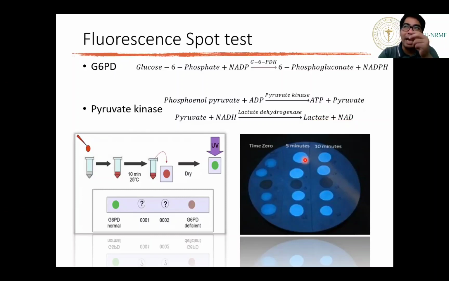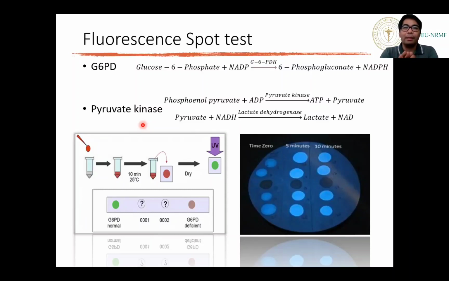NAD will not fluoresce. Ang nagpo-fluoresce yung NADPH. So that's why, in a fluorescence spot test, in order for us to say that the patient's blood has sufficient amount of pyruvate kinase, the blood should not fluoresce. Pag nag-fluoresce, ibig sabihin, deficient ka ng pyruvate kinase. Kaya sa pyruvate kinase, no fluorescence should be seen.